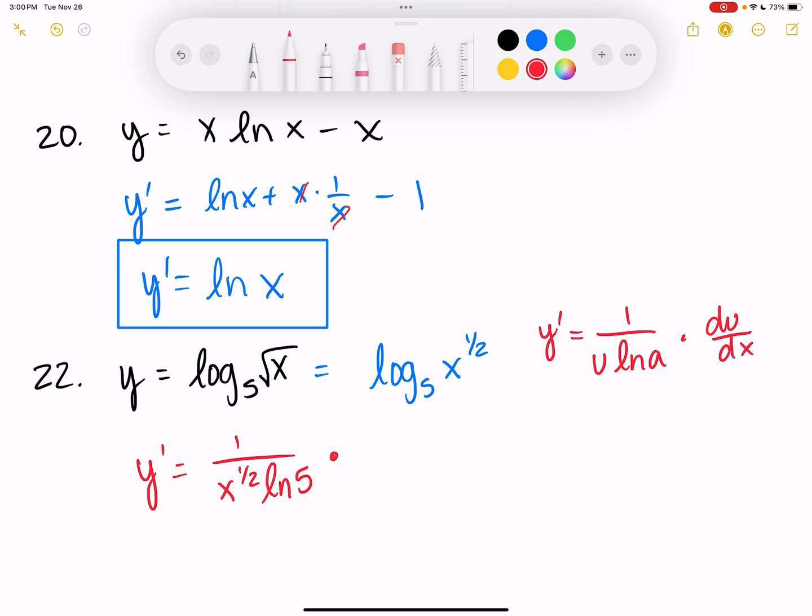What's the derivative of x to the 1/2? 1/2 x to the negative 1/2. So when I do this, moving this stuff around, this 2 is going to end up on the bottom. I'm going to have x to the 1/2 plus 1/2, which is going to be what? X to the 0 or 1. X to the 1. Yeah. So this is going to be 1 over 2 x ln 5.